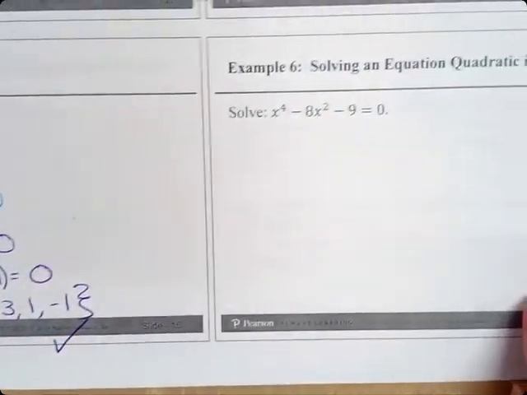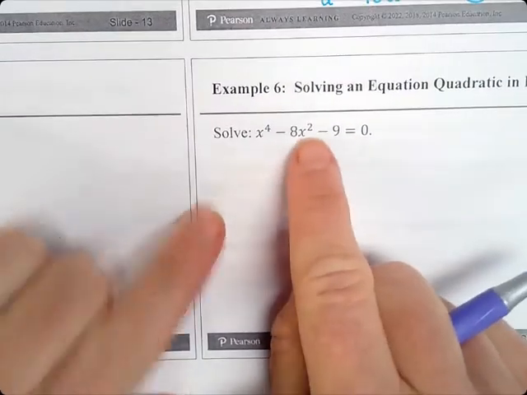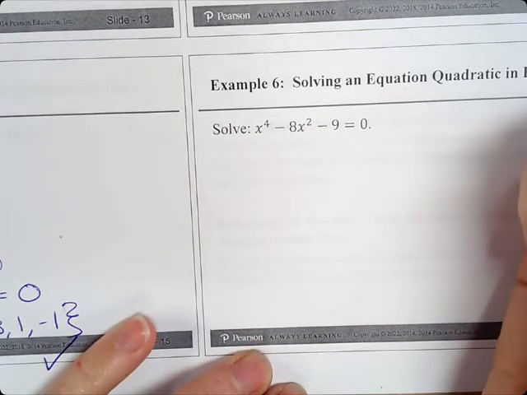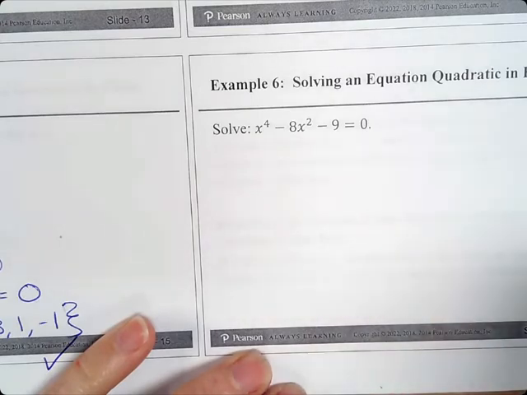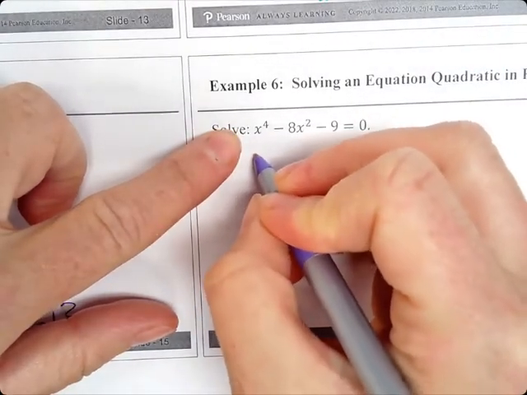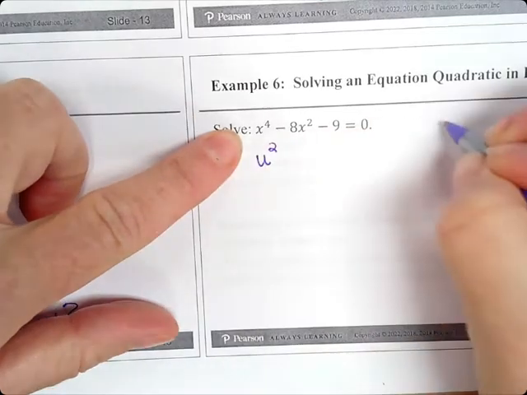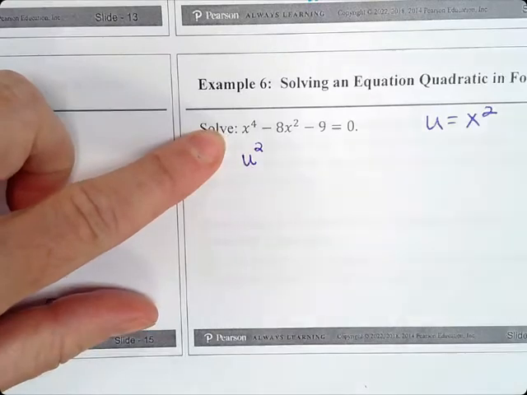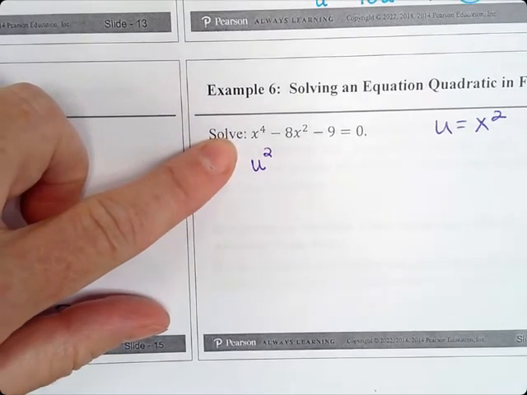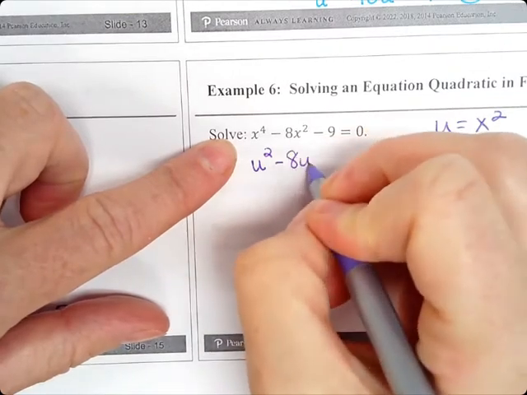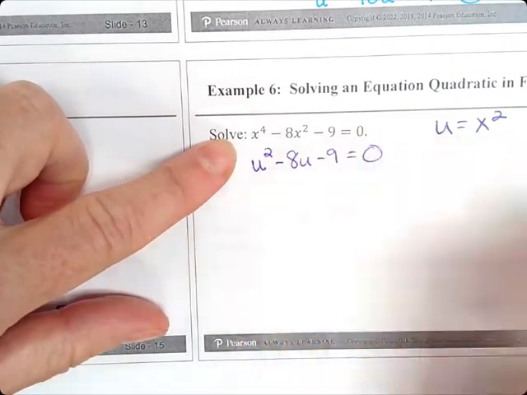Okay, so let's look at the next one. So this is quadratic in form. We are going to substitute in u for the x squared. So this would be u squared, because u equals x squared. I'm going to write that out to the side so I know what to sub back in, because it will change on one of the next problems. Minus 8u minus 9 equals 0.